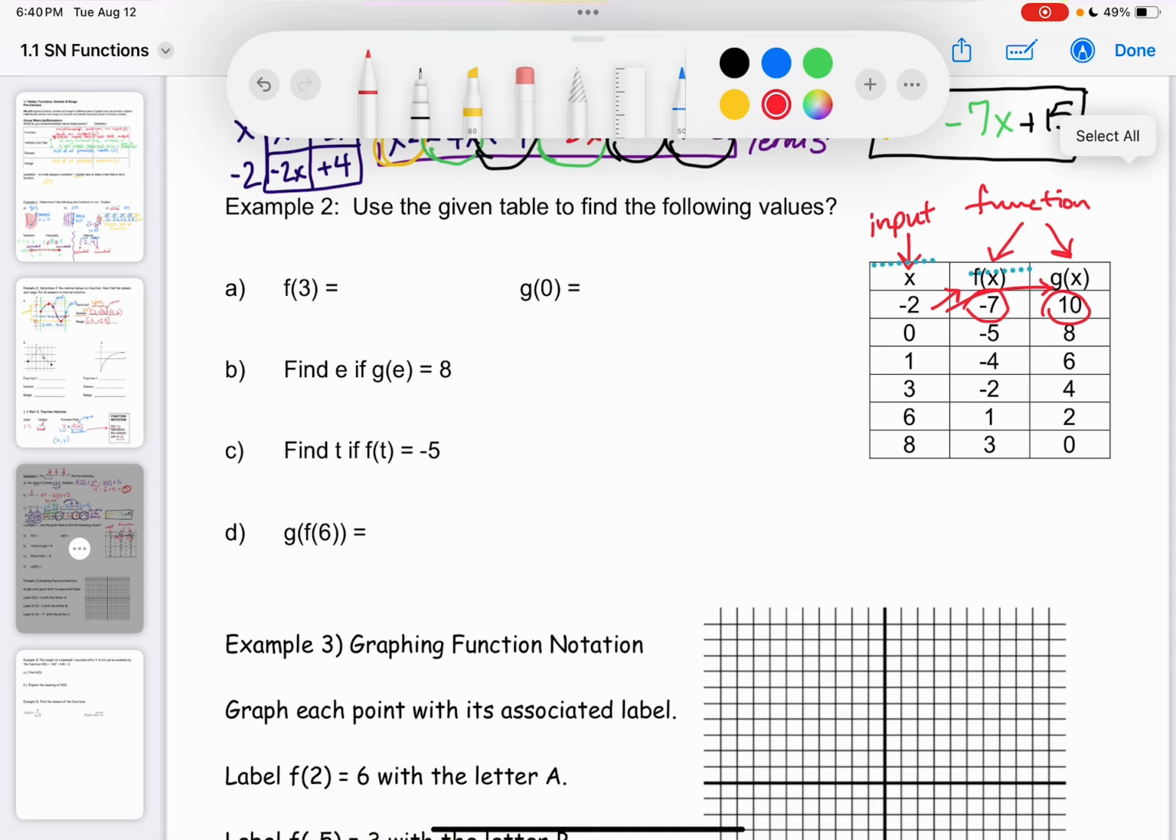So find function f where 3 is the input. So what I'm going to do is go over here to my column of inputs, and I'm going to go, okay, there's 3. Here's function f. When I put 3 into function f, I get -2.